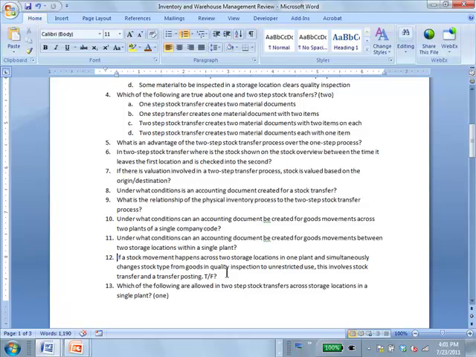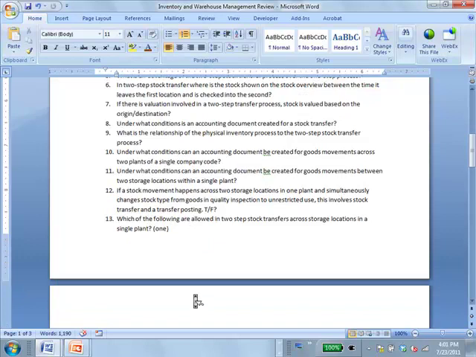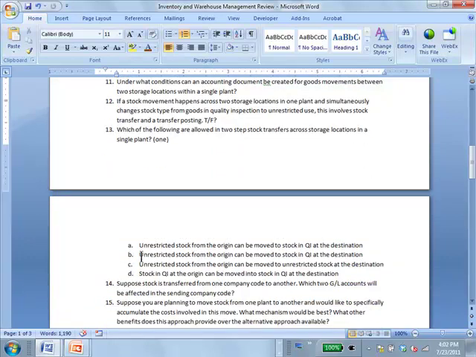Okay, 12. Is it true or false? True. It does involve stock transfer and transfer posting. Okay, 13. Which of the following are allowed in two-step? C. Unrestricted to unrestricted. In two-step, that's all you can do. Unrestricted to unrestricted.